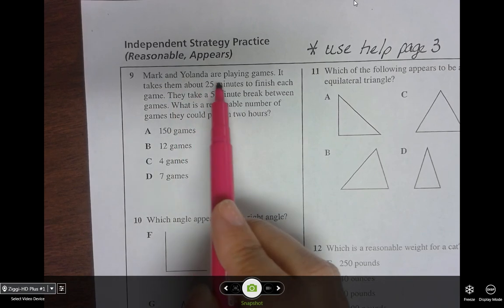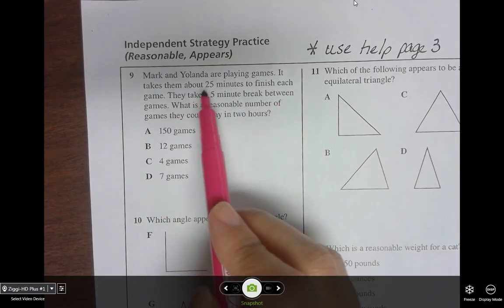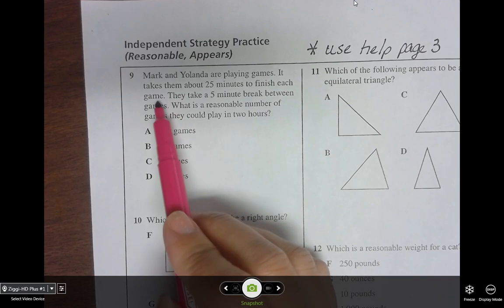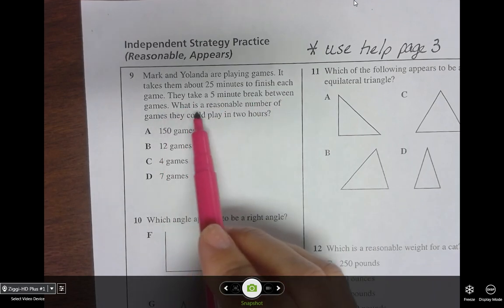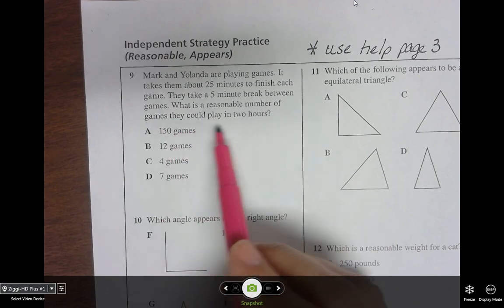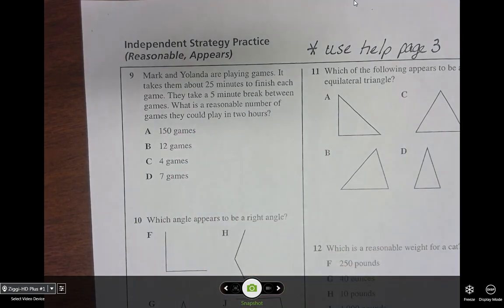Mark and Yolanda are playing games. It takes them about 25 minutes to finish each game. They take a 5-minute break between games. What is a reasonable number of games they could play in 2 hours? Ooh, 2 hours. So this is a time, and we're trying to figure out the reasonable number of games that they can play. And there's a lot of parts to this question.